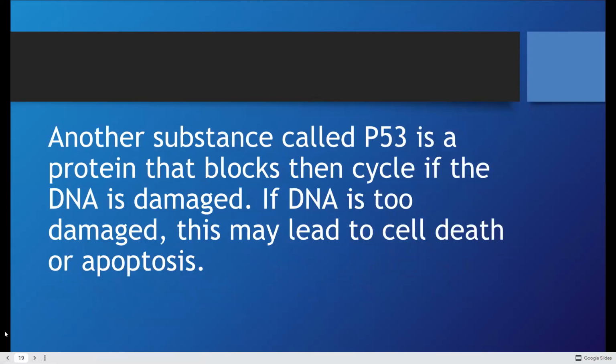Another substance called P53 is a protein that blocks the cell if the DNA is damaged. This is an important protein simply because it inhibits the cell from dividing if there is damaged DNA. Damaged DNA would mean a damaged set of genes. If DNA is too damaged, this may lead to cell death or apoptosis. It should be removed from the system because the DNA is damaged, and again, this may lead to damage of the set of genes.